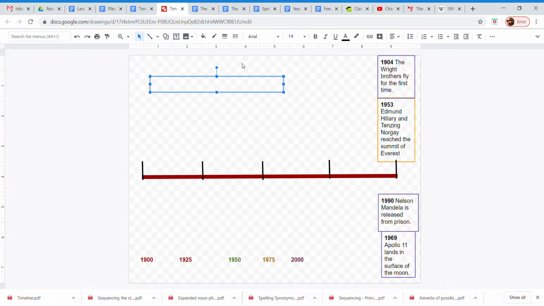Good morning, friends. Today on an IPC unit, we're going to learn how to draw a timeline.